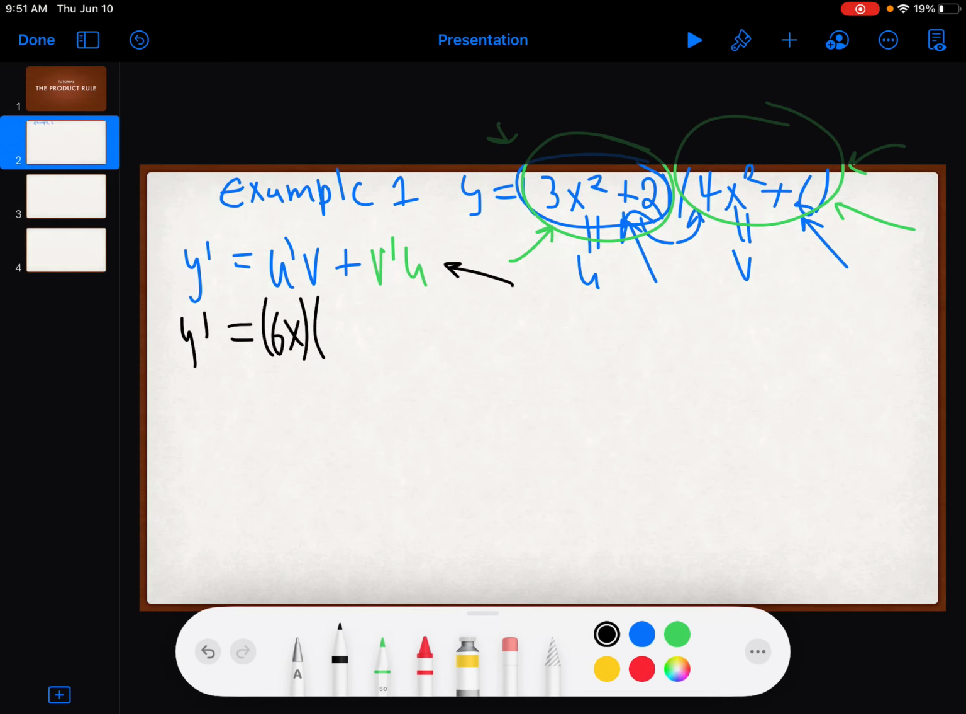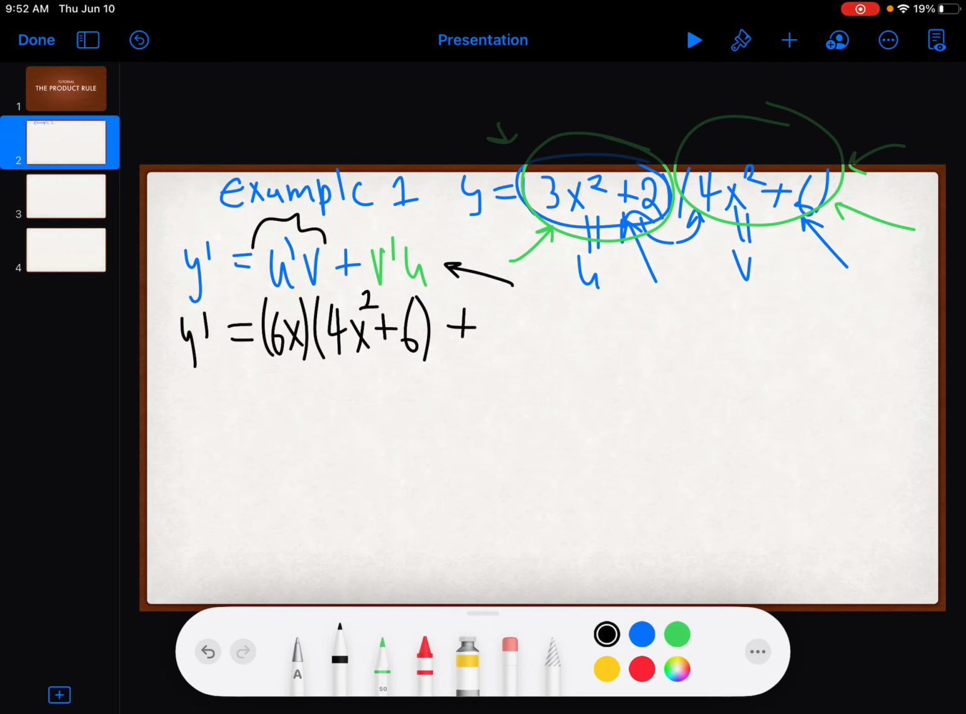So let's continue. So we got y prime is equal to 6x. Well, now we just multiply it by v. And what was v? Well, v is just 4x squared plus 6. So there we go. We're done our first part of our derivative.